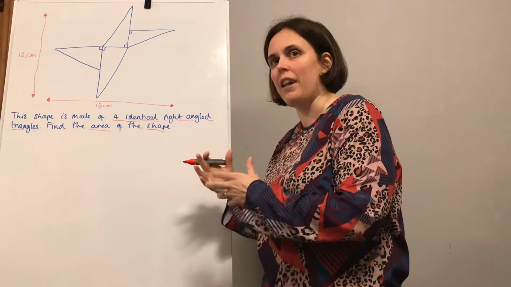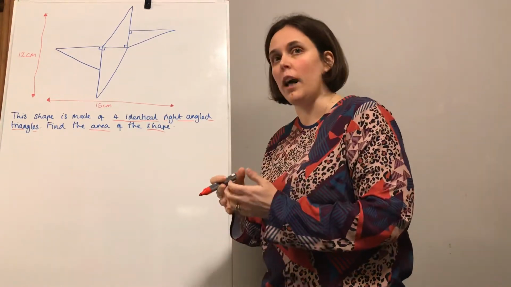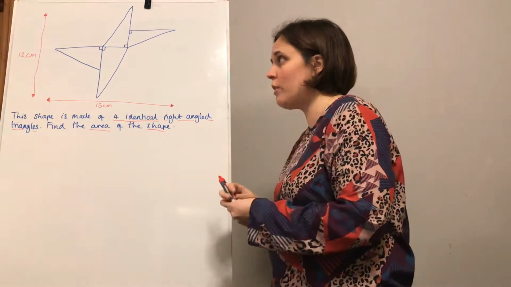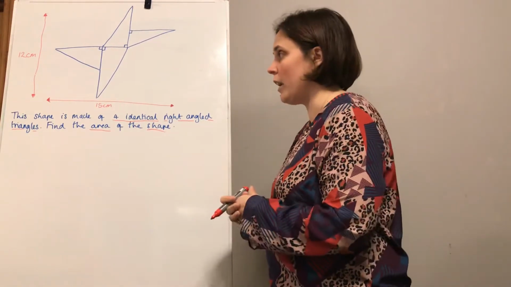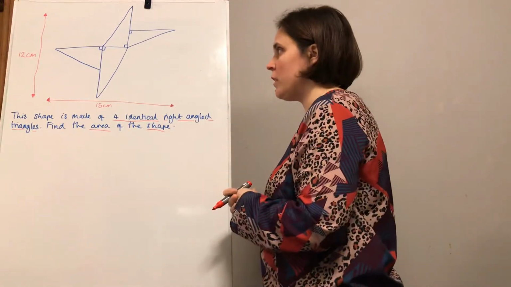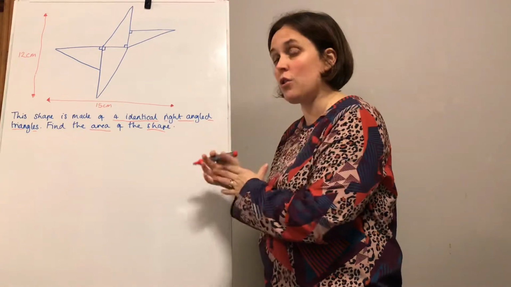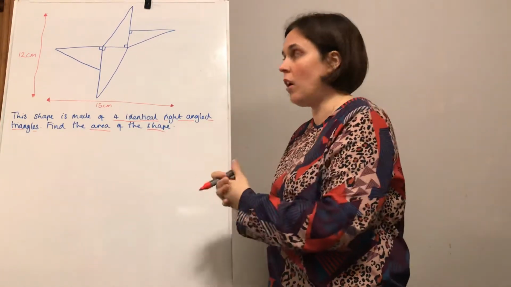Something that you don't have is just as valuable information as something that you do have, because if you don't have something, then you can start to think about how you're going to find that information. So in order to find the area of a triangle, especially a right angle triangle, you need to know the base and the height.